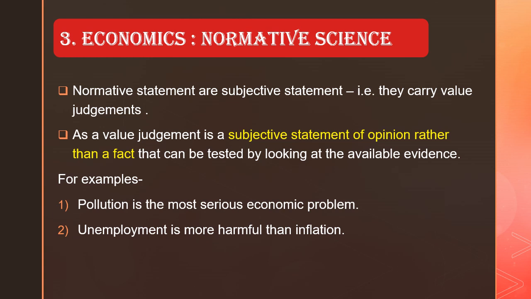So here I gave an example to make the concept understandable to you: pollution is the most serious economic problem. This can be the opinion of a person. We can't just say that it is actually the most serious problem, but it is the opinion of a person. So that's why it is covered under normative science or normative statement.